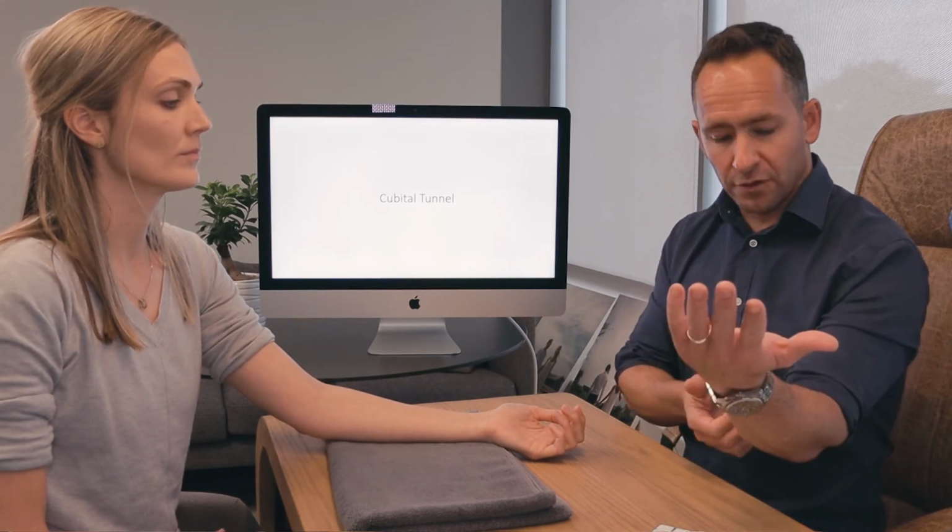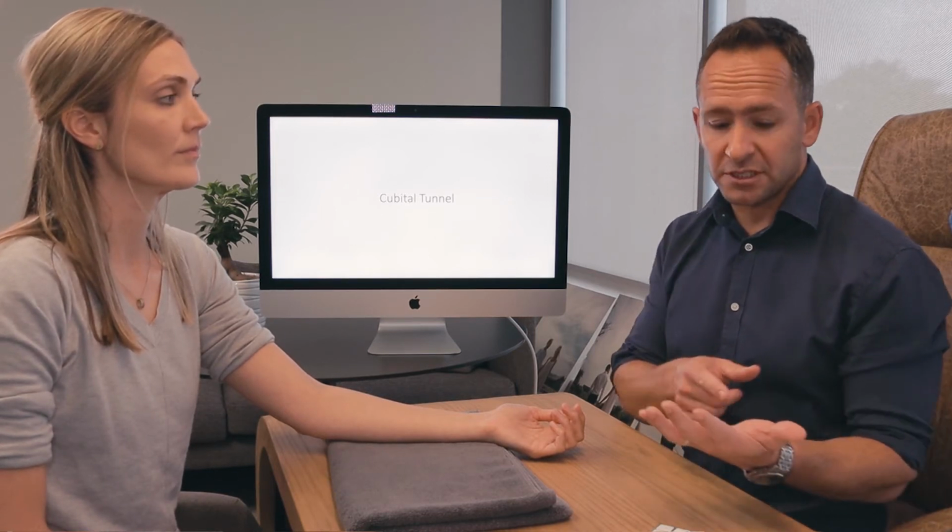Cubital tunnel involves the ulnar nerve with the compression in a tunnel behind, or posterior to, the medial epicondyle of the elbow. Now, the ulnar nerve essentially is referred to as the powerhouse of the hand, mainly because it supplies the small intrinsic muscles of the hand, giving you the ability to have grip strength.